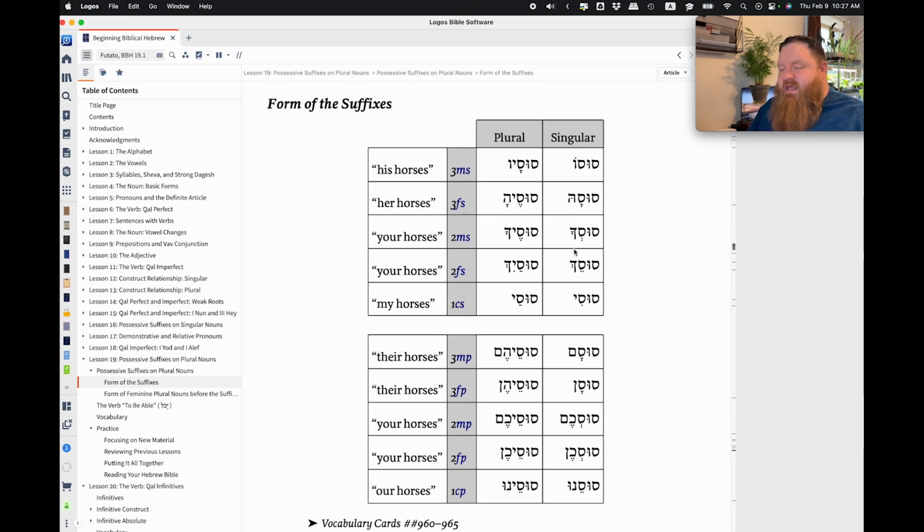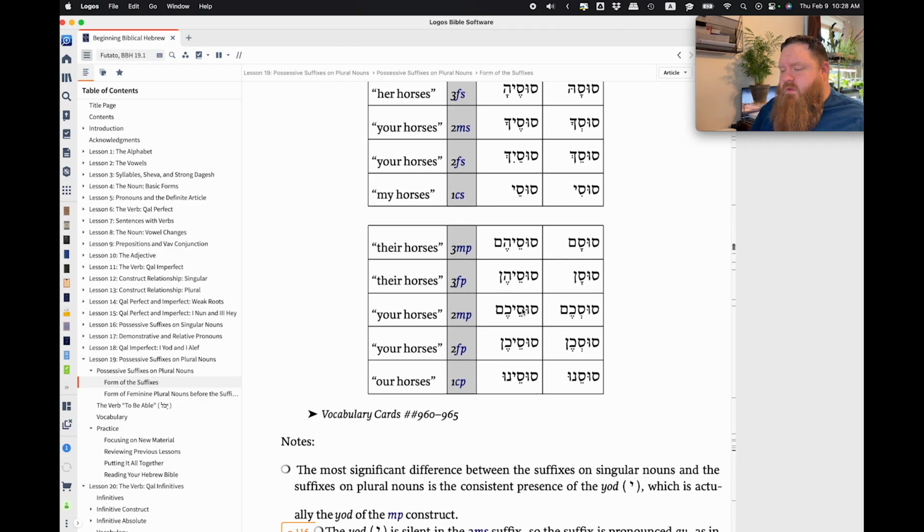For 2ms, again, it's the kaf kametz. The only difference between the two is that the second group, the one that goes on the plural nouns, has a yod as well. And same for 2fs. It's basically just a kaf shava. 1cs, it's going to be a yod. If it goes on a singular noun, it's hirik yod. If it goes on a plural noun, it's patach yod. But it's a yod either way. So when you see just a yod ending, you can put in your brain that that's 1cs. And then that vowel will tell you whether the noun is singular or plural.